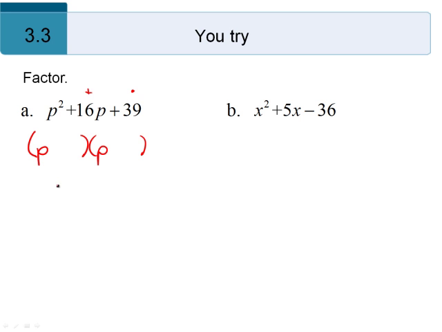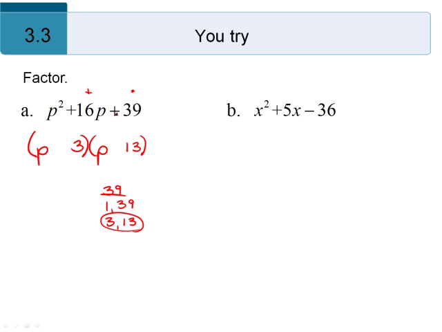Okay, so we're going to write down the factors of 39. We have 1 times 39, and 3 and 13. And if you look, 3 and 13 adds up to 16. So that's the pair we're going to use. We're going to put in 3 and 13, and it doesn't matter which one you put where. If you put 13 and then 3, still correct.